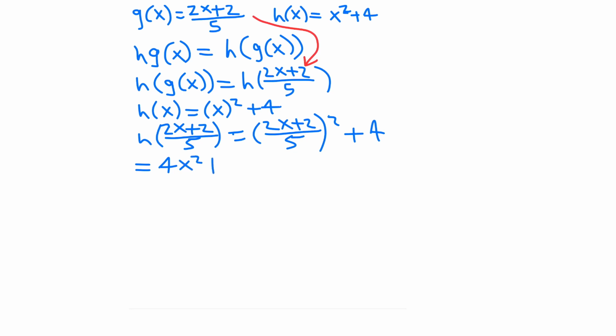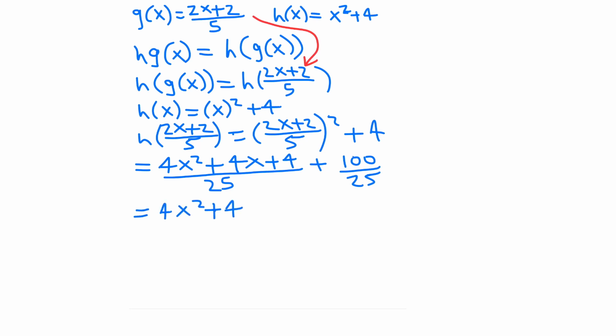So this squared term becomes (4x squared + 4x + 4) over 25. And we have this plus 4 term. Just to make things simple, I'm going to write this plus 4 term as 100 over 25. So we now have the same denominator, so we can add the numerator terms together. So we get (4x squared + 4x + 104) over 25.